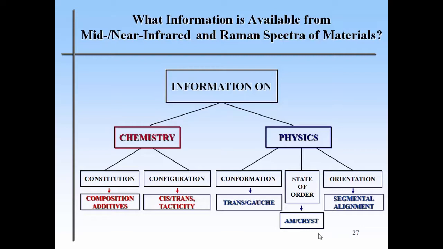State of order. Is it amorphous? Is it crystalline? Is it a blend of amorphous and crystalline? Polymers are never purely amorphous or purely crystalline, most of them. Most polymers are semi-crystalline, which means partly crystalline, partly amorphous. And is it oriented? Just think of a fiber. All the polymer chains are oriented in the fiber direction. So you get a lot of information from these spectroscopic techniques.